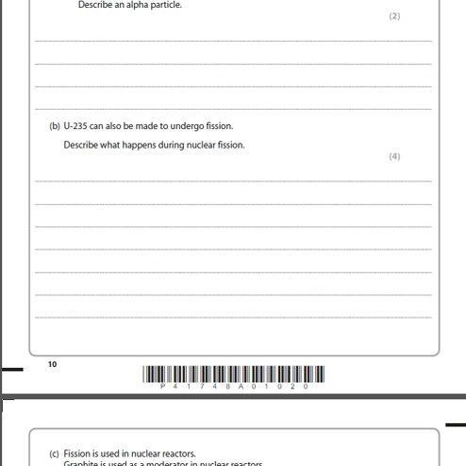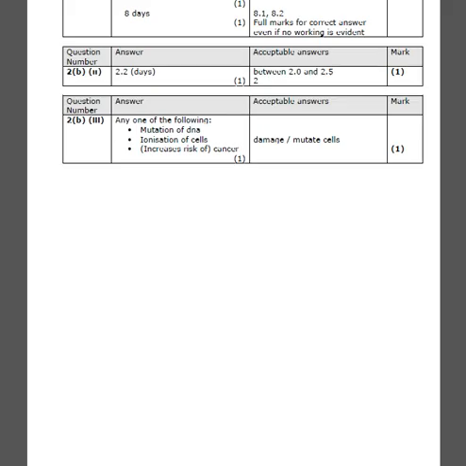So the first thing that happens is that a nucleus captures a neutron. This makes the nucleus unstable, which then makes the nucleus decay by splitting into 2 smaller parts. These are called daughter nuclei, and then releasing some neutrons. Now let's check the mark scheme for that one and make sure we've hit all the points that they say.